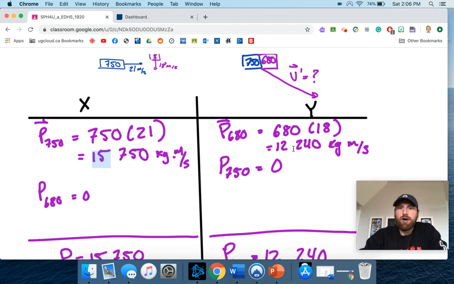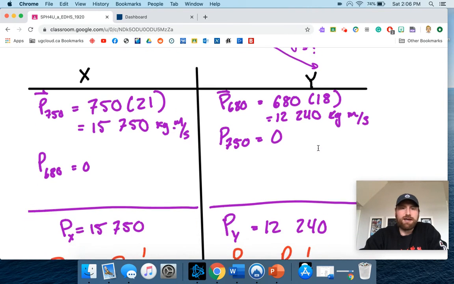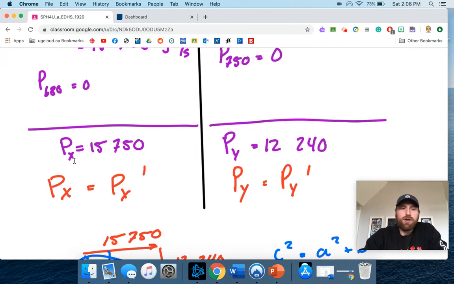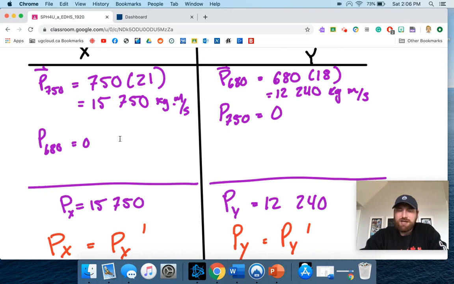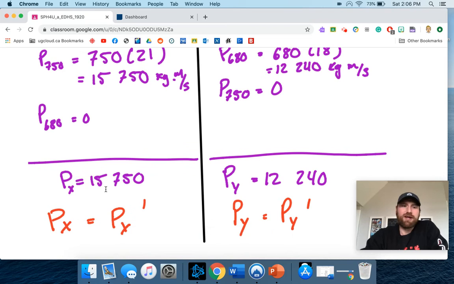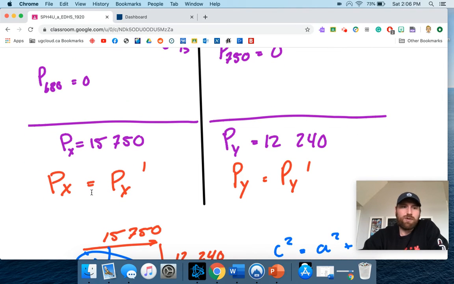And then the car is 12,240 kilogram meters per second. Okay, so we know that the momentum before in the x direction is this, and the momentum before in the y direction is this. If we had multiple angles, these signs would change. We'd have to subtract things, make a resultant vector in the x, but we'll get there in the next problem. So in this case, we know, because momentum is conserved in the x direction, that the momentum in the x is equal to the momentum in the x prime.